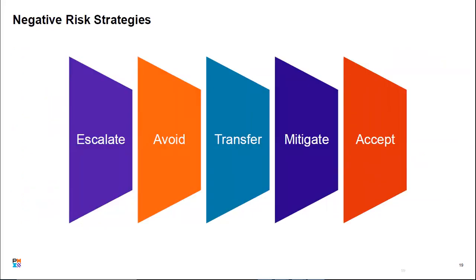You have your negative risk strategies or plans on your screen. You either escalate, that means you report to your higher authority or upper management above your authority level. You avoid, practically take another direction from the path that leads you to that risk. Another one is to transfer.